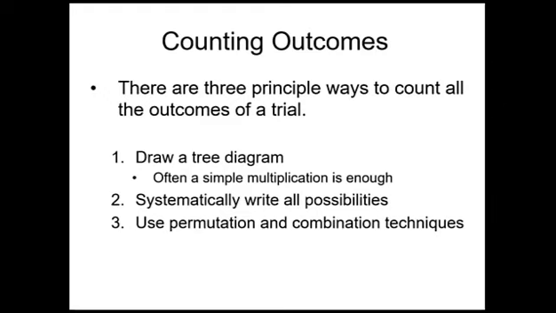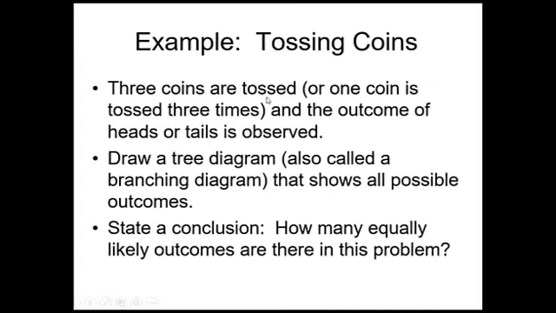Counting outcomes. There are three principal ways to count all the outcomes of a trial. Number 1. Draw a tree diagram. Often a simple multiplication is enough. Number 2. Systematically write all the possibilities. Number 3. Use permutation and combination techniques.